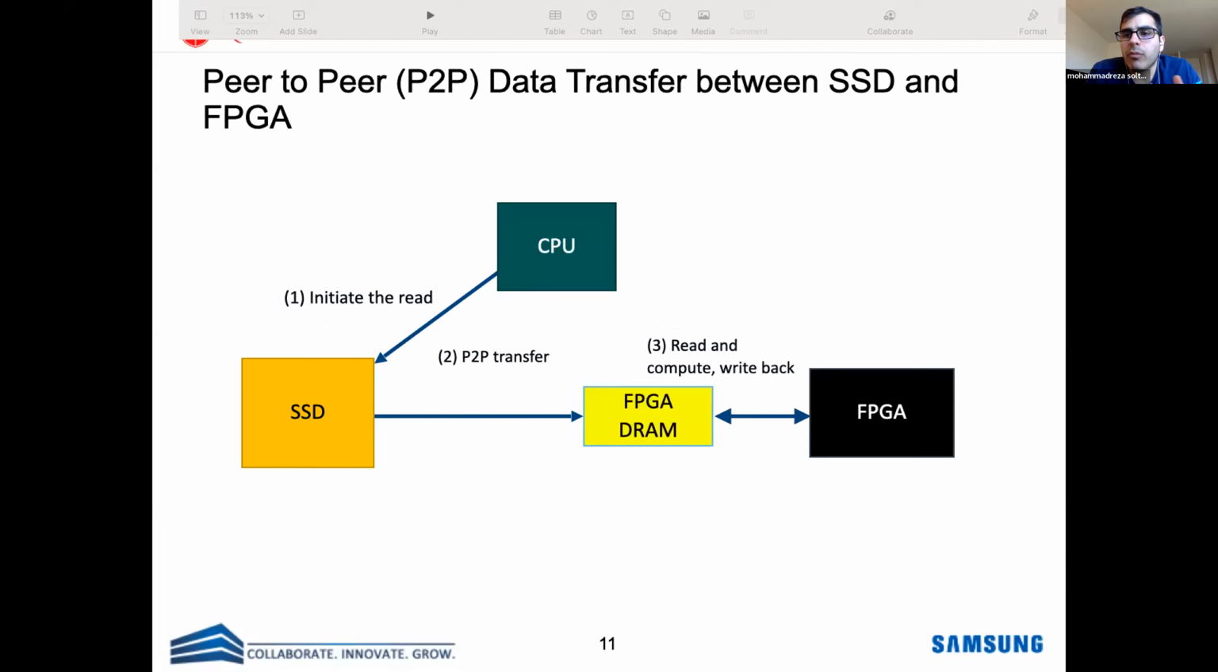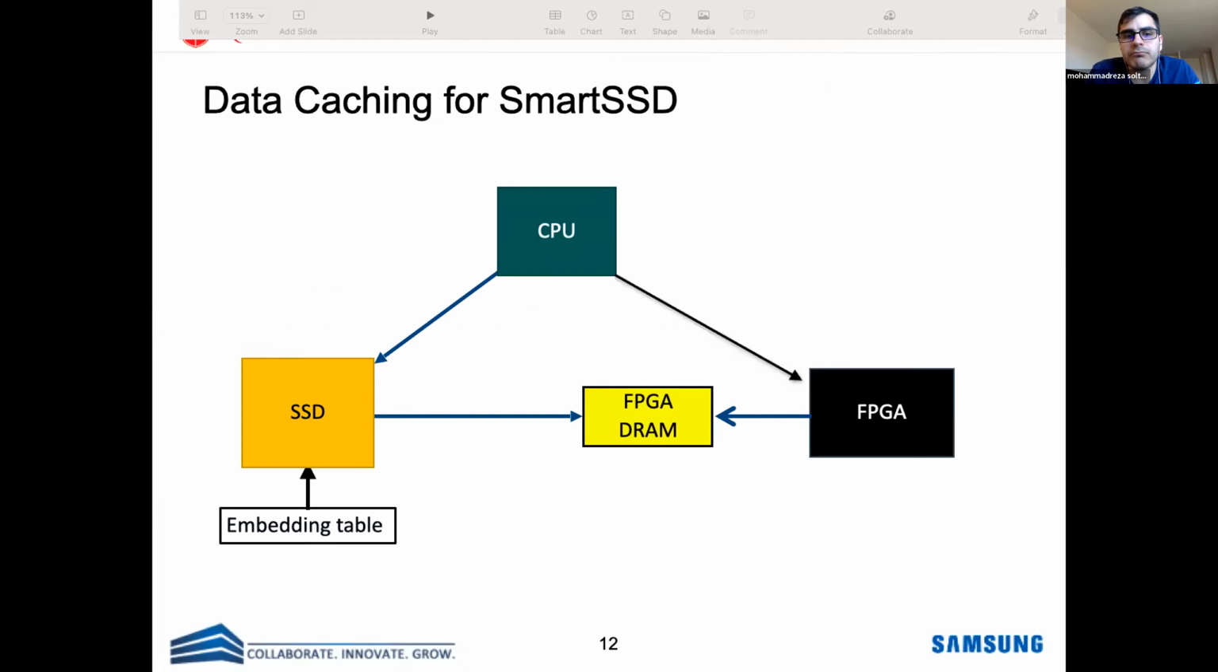Before I talk about how we design a caching system for this smart SSD, I need to provide a quick background on how data is transferred between the SSD and the FPGA. There are 3 steps. The first step is that the CPU needs to initiate the data transfer, the peer-to-peer data transfer. After that, without involving the CPU, the data can be transferred from the SSD to the FPGA DRAM, and then the FPGA can read the data from its DRAM and do the computation.